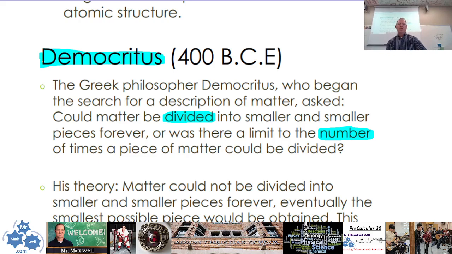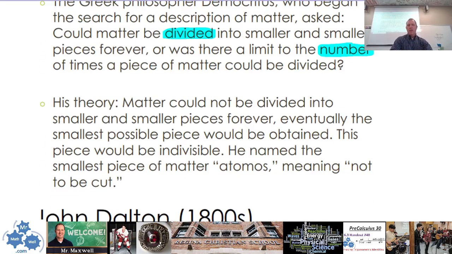That's right. Okay. So his theory, Democritus, he figured that matter could not be divided into smaller pieces forever. He decided that this was not logical. You could not divide something into smaller pieces forever and ever and ever, which was exactly true. There must be, eventually, the smallest possible piece that would be obtained. So you could divide something for a long time, but you would eventually get down to the smallest complete piece of that substance, whatever that was. That's what he figured in his mind.